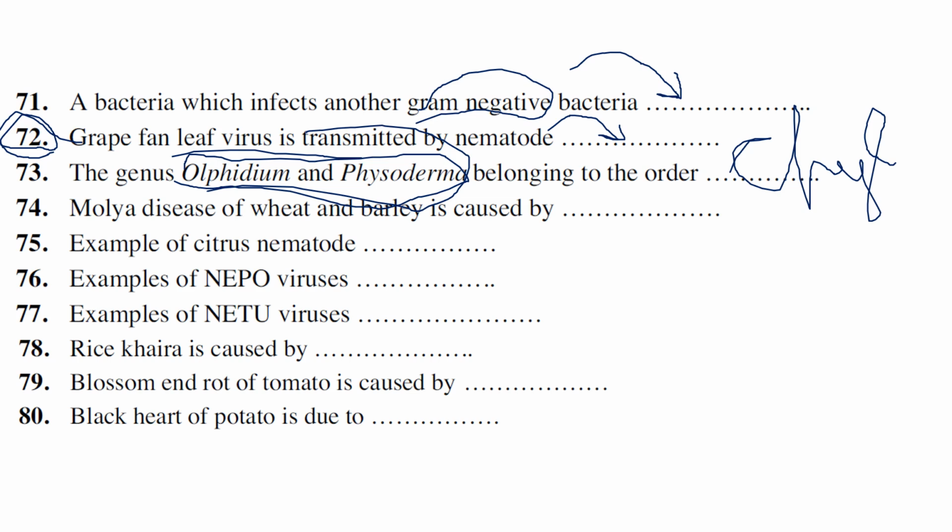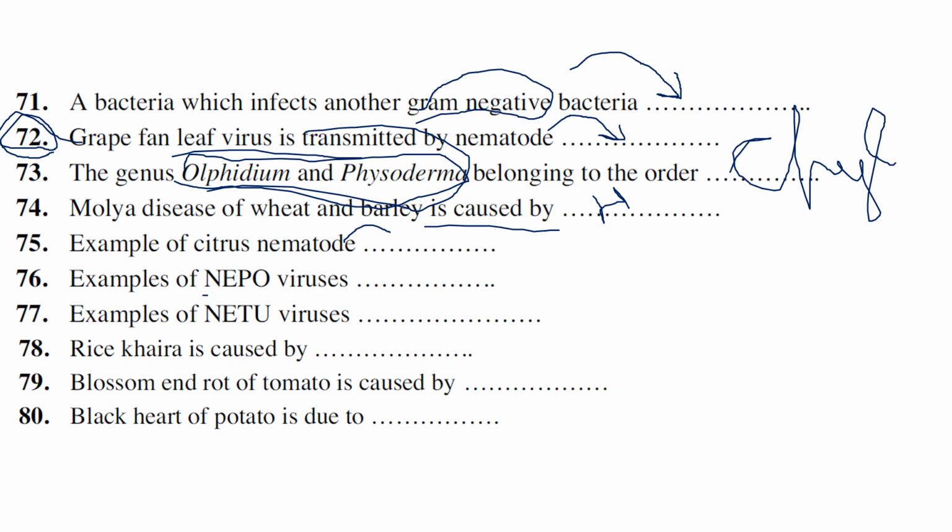The next one is molya disease of wheat and barley, caused by Heterodera avenae, a nematode, okay? An example of a citrus nematode is Tylenchulus semipenetrans. In the nematology section we have mentioned many important nematodes. If time permits, please go through the nematology section that we published in the previous year.